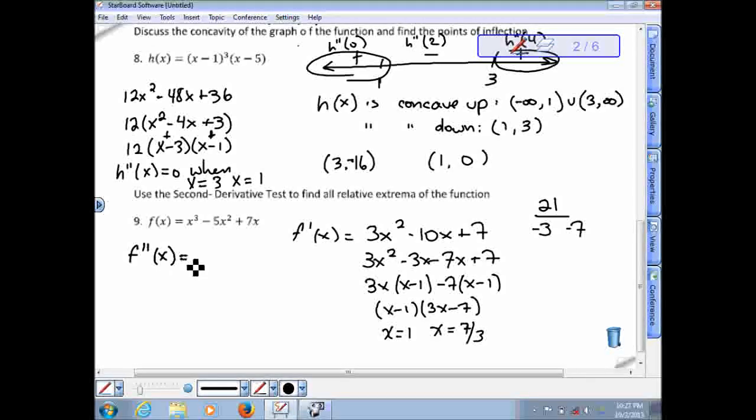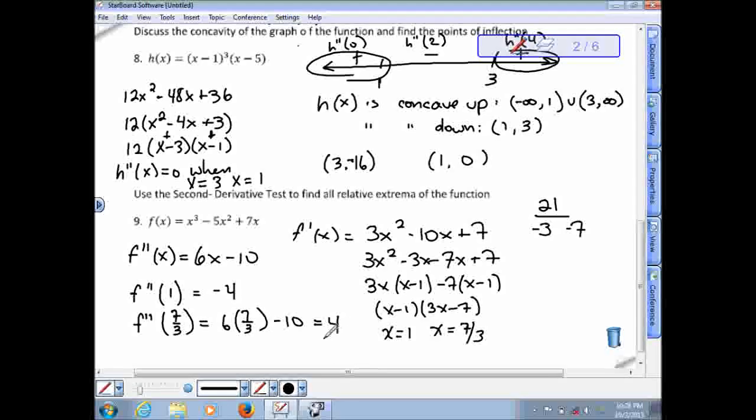So the second derivative now is equal to 6x minus 10. If we evaluate the critical numbers in the second derivative, f double prime of 1 is equal to negative 4, and f double prime of 7/3, so it's a little bit harder to find. You take a 6, multiply it by 7/3, subtract 10. 3 goes into 6 twice. 2 times 7 is 14. 14 minus 10 is 4.